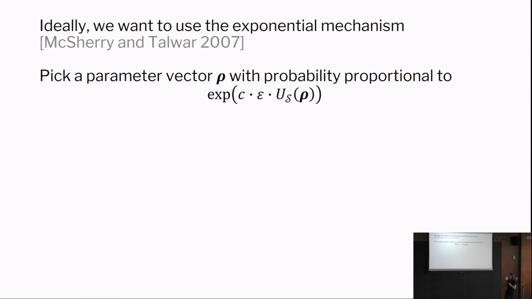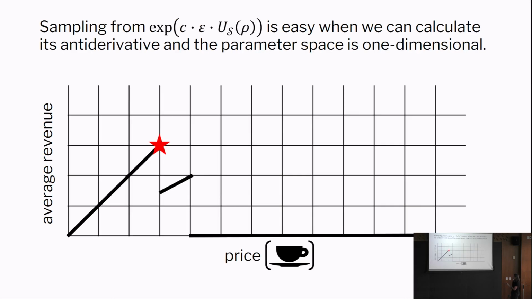And the guarantee that McSherry and Talwar give is that if you do this, then you're going to be preserving epsilon, epsilon 0 differential privacy. These are our privacy parameters. So it's pretty good. Okay. And sampling from this exponential mechanism is really easy when we can calculate its antiderivative and the parameter space is one-dimensional. So I'm not really going to talk more about this, but it's easy to do when it's one-dimensional.